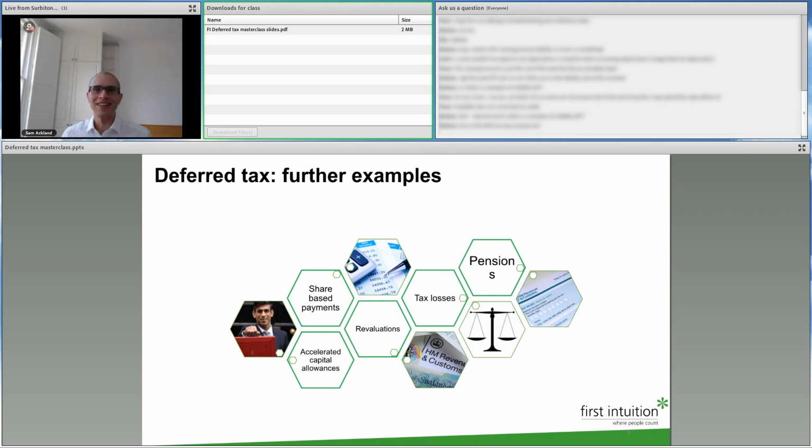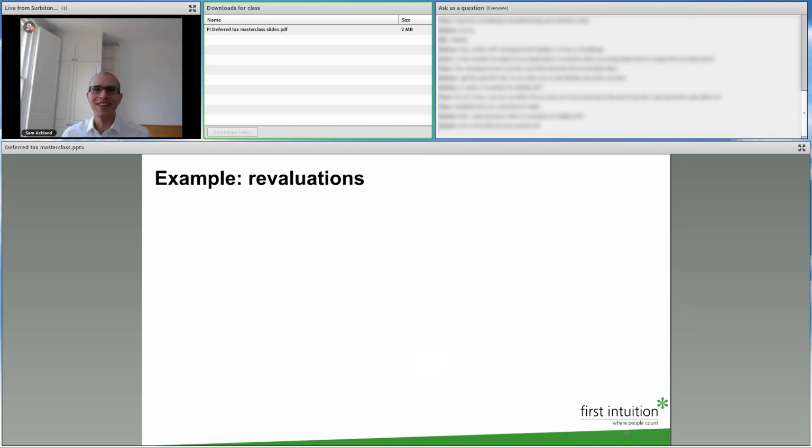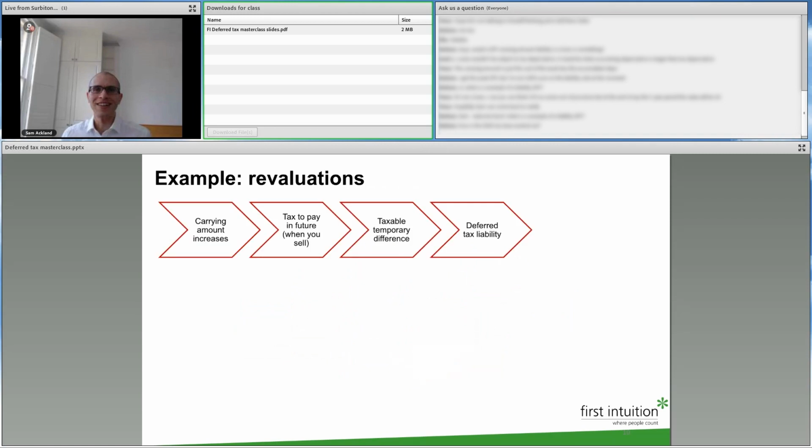So we'll do the more common ones first, and then if we've still got some time coming up to 2 o'clock, then we will run through those additional examples.